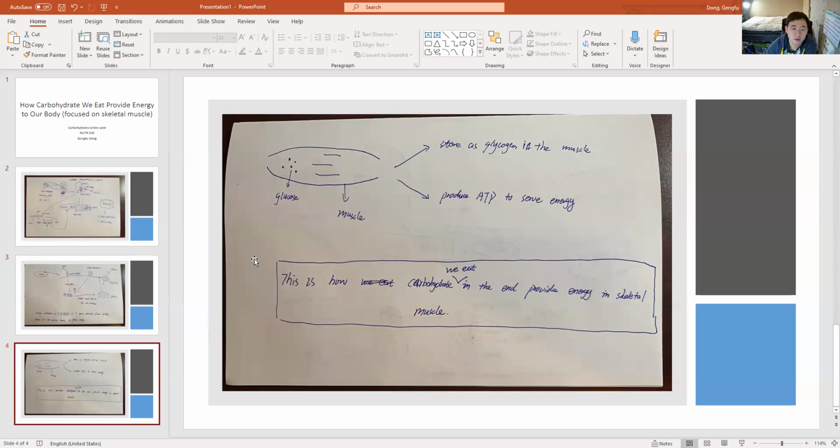So what happens after glucose is transported into the skeletal muscle? Well, it can either be stored as glycogen inside the muscle, or it can be directly broken down to generate ATP to serve as energy. So this is how the carbohydrates we eat in the end provide energy in skeletal muscle.